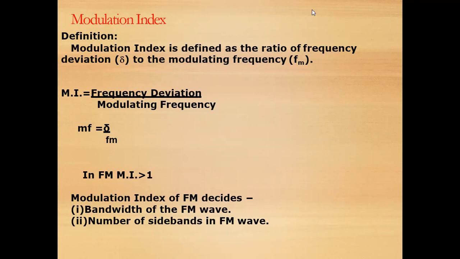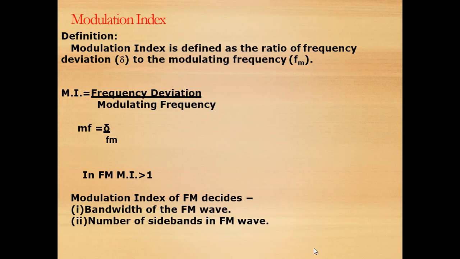Then, depending upon whether the modulation index is greater than 1 or less than 1, FM is divided into two types: narrow band FM and wide band FM. That's what we are representing in the slide. The modulation index of FM decides the bandwidth of the FM wave.